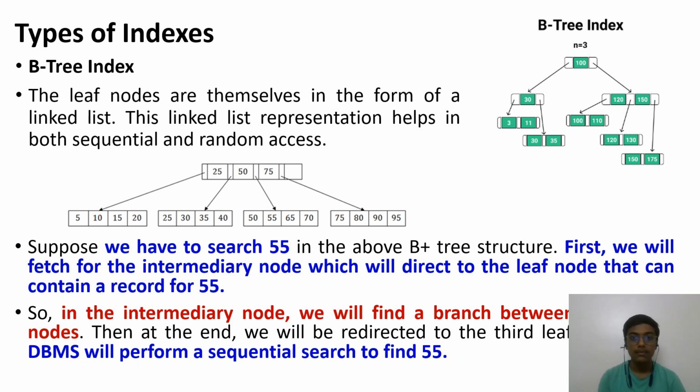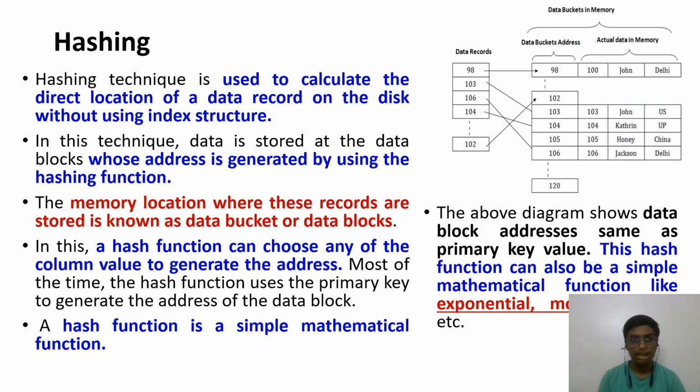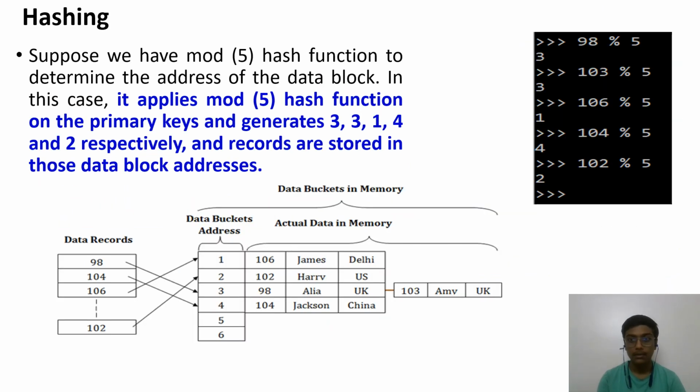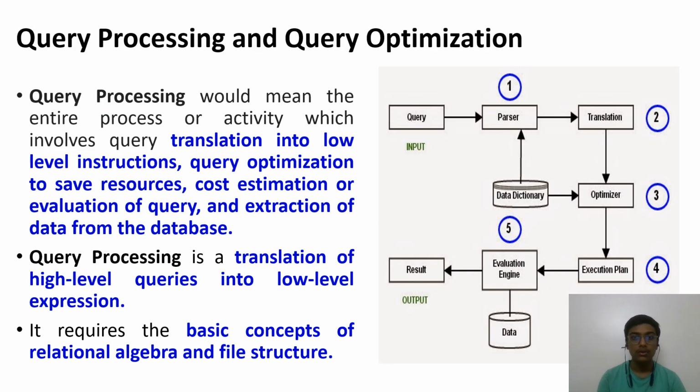So this is the B-tree index. The leaf nodes are themselves in the form of a linked list. This linked list representation helps in both sequential and random access. In the hashing technique, hashing is used to calculate the direct location of a data record on a disk without using the index structure. So that's it. That is the storage processing in DBMS.